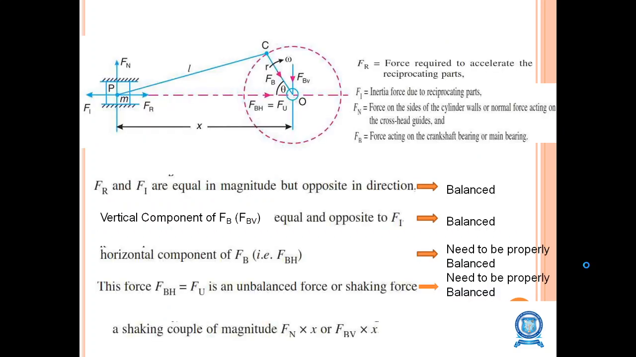So, the force required to accelerate is given as Fr, where Fi is the inertia force due to the reciprocating parts, and Fn is the force on the side of the cylinder walls, and Fr is the force acting on the crankshaft bearing. Here we can see Fr and Fi are equal in magnitude but opposite in direction, and Fbh is the horizontal component, equal to Fu, which is the unbalanced force.